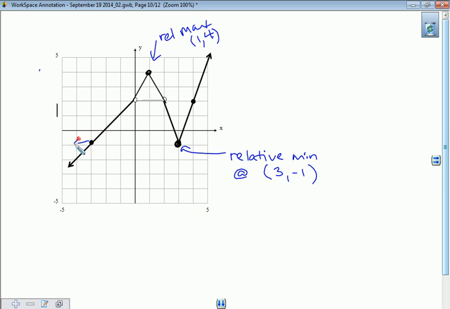Because on the left side, points are lower. On the right side, points are higher. To be a max or min, look at this point. On the left, they're higher. On the right, they're higher. Therefore, it's a min. On this one, on the left, they're lower. On the right, they're lower. Therefore, it's a max. The one to the right of that wouldn't be one because of the arrow right there.